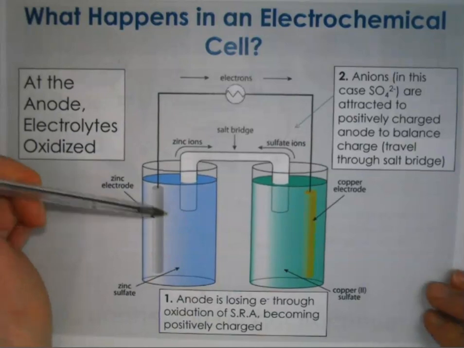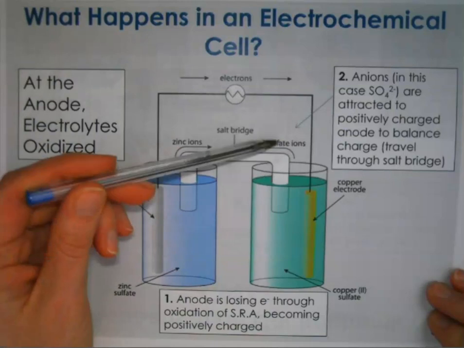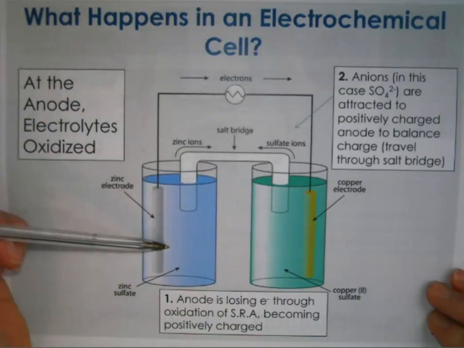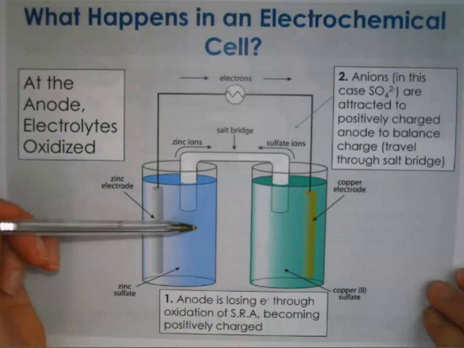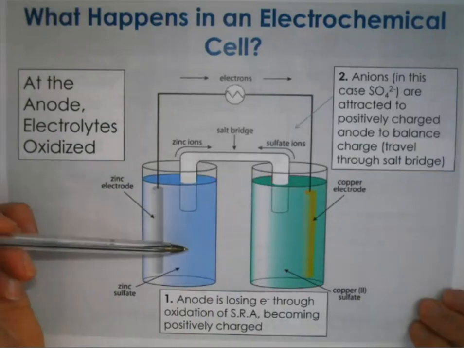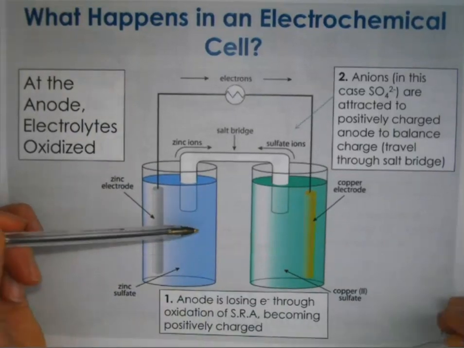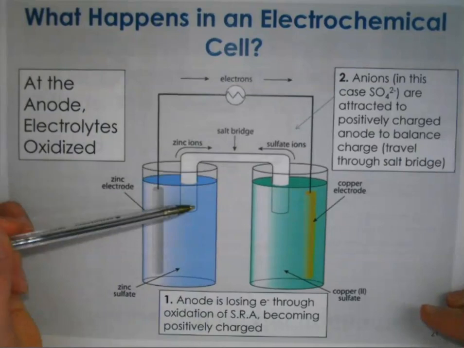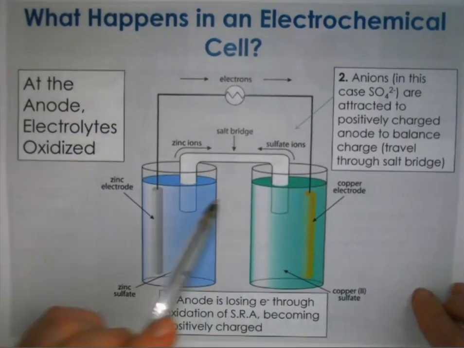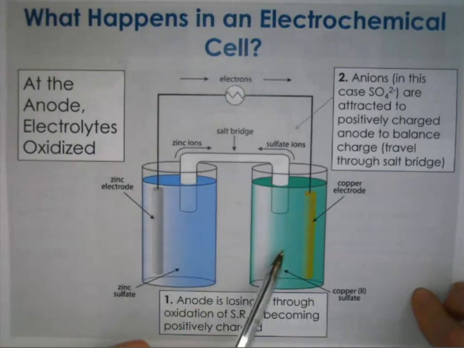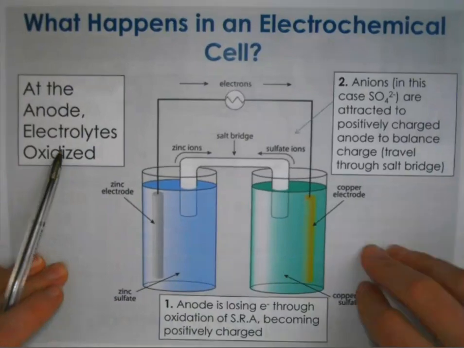And so anions from these solutions are going to be attracted to this positively charged electrode. Okay, so this is basically going to happen where these negative sulfate ions are attracted over here because of the positive charge, so that we don't end up with a big charge difference in these solutions. So the negative ions are going to travel here to balance out the charge. So they travel through this thing called a salt bridge, which we'll talk about more at a later time. But basically it just connects these two half cells so that we can have a movement of ions or electrolytes.